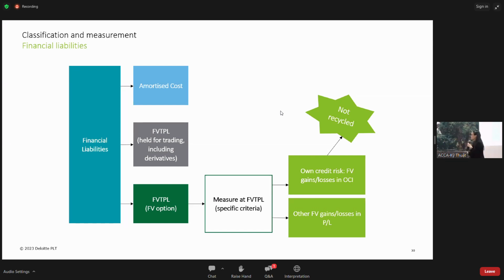Now, if it goes through the OCI, this is clearly indicated that we do not recycle. So similarly, now and never will it ever go to the P&L. So when this happens, later if this is no longer relevant, it doesn't disallow you to transfer among equity. So it only gives the instruction that you do not recycle to the P&L.